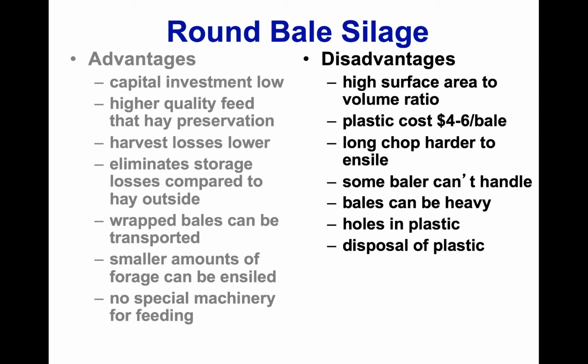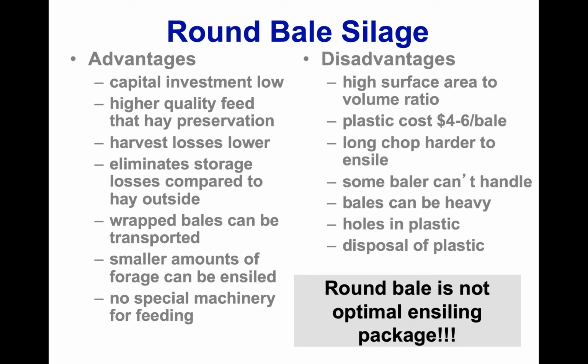The disadvantage is that it's not an ideal ensiling package. We have a very high surface area to volume ratio. That means there's lots of surface area, and if we get a little hole in that plastic wrap on a round bale, we can cause a lot of loss in that bale.